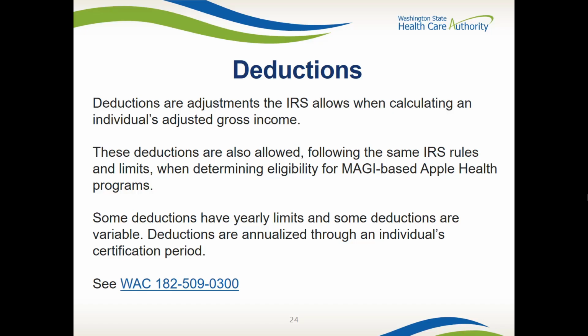Deductions. What are deductions? Deductions are adjustments the IRS allows when calculating an individual's adjusted gross income. These deductions are also allowed following the same IRS rules and limits when determining eligibility for MAGI-based Apple Health programs. Some deductions have yearly limits, and some deductions are variable. Deductions are annualized through the individual's certification period. Apple Health is renewed throughout the year, and it's the individual's responsibility, if there's a change through that taxable year of a deduction, to report it throughout the year.